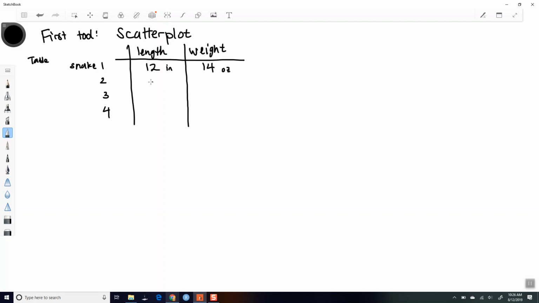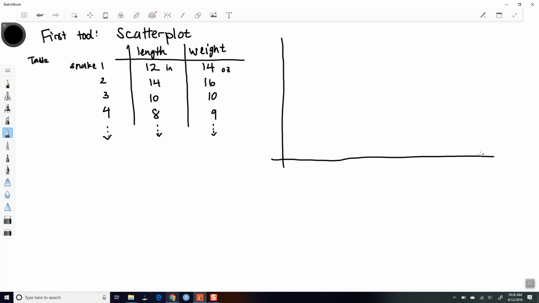Snake 2 is 14 inches long and weighs 16 ounces, then 10 inches and 10 ounces, 8 inches and 9 ounces, et cetera. Just assume there's more data here. And then your scatterplot is basically plotting x and y coordinates. So I'm going to do 7, 8, 9.